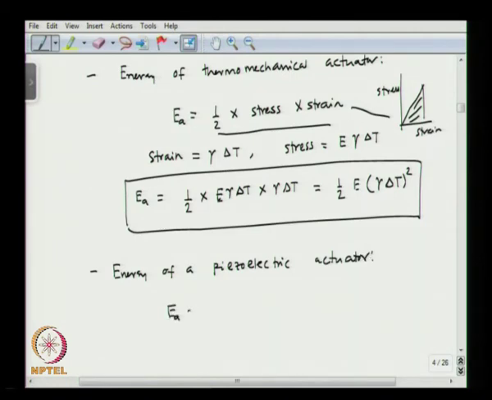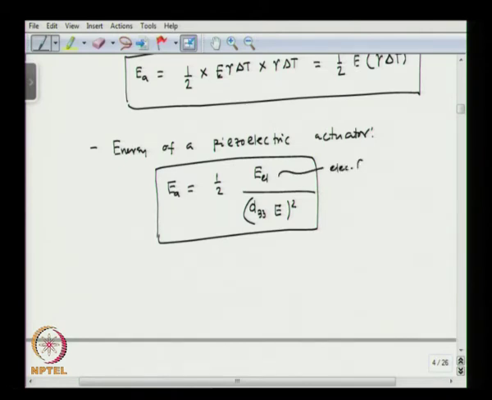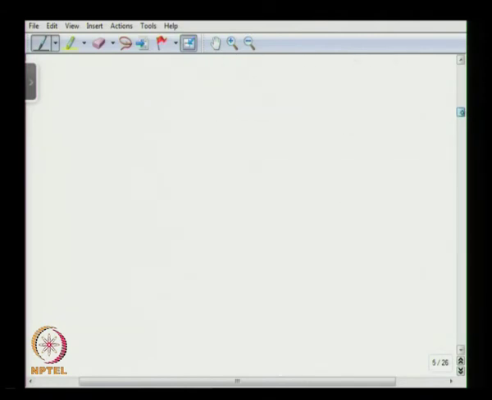So, the energy of a piezo actuator is half into the electric field divided by the piezoelectric coefficient into Young's modulus square. Okay. So, this is the electric field, this is Young's modulus and this is the piezoelectric coefficient. Okay. Similarly, you can find the energy for an electrostatic actuator.